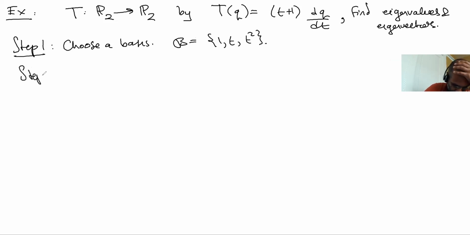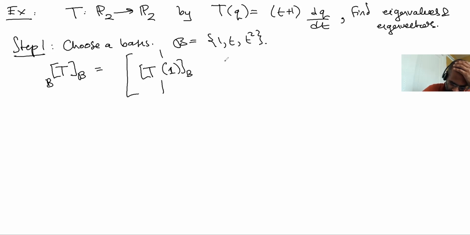Step two. Oh yeah, sorry, choose a basis and find the matrix of T. Okay, so this is T of the polynomial 1 with respect to this basis, T of the polynomial little t with respect to the basis.